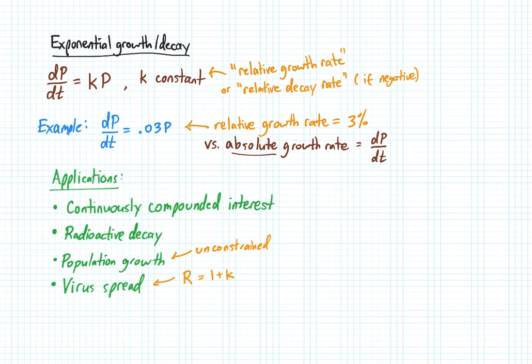And in fact, you may have seen articles that refer to this number R as representing the rate of growth of the virus. That is actually related to the k in the model by this formula: R = 1 + k. So if R is greater than 1, that means that k is positive and the number of people who have the virus is growing. Whereas if R is less than 1, then k is negative, and that means that the number of people who have the virus is decaying.